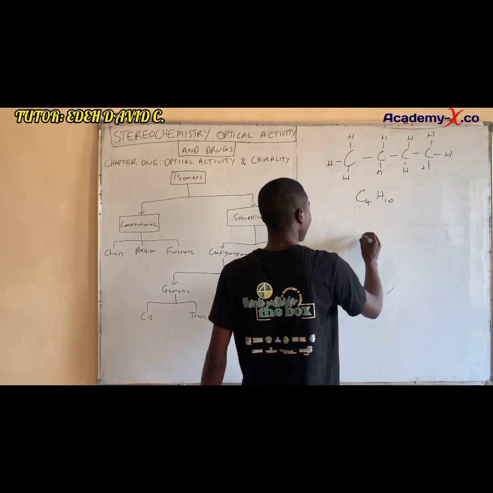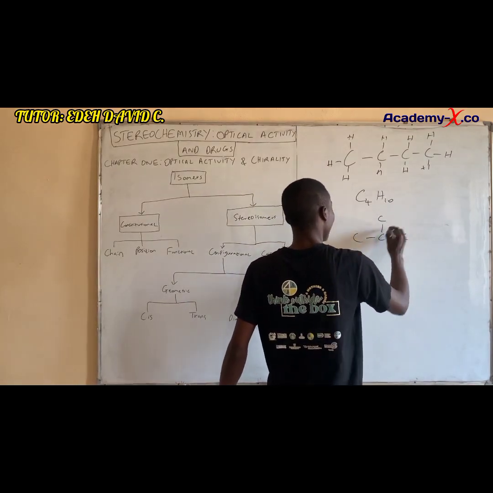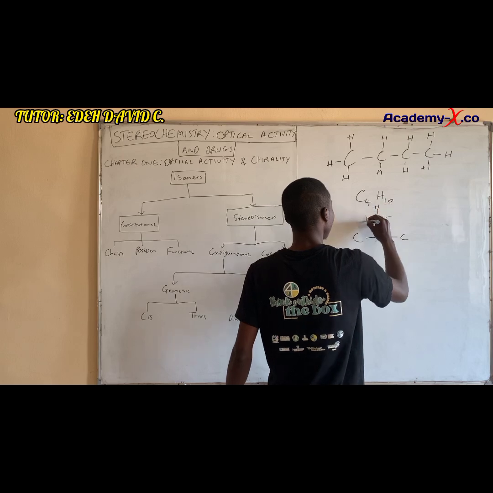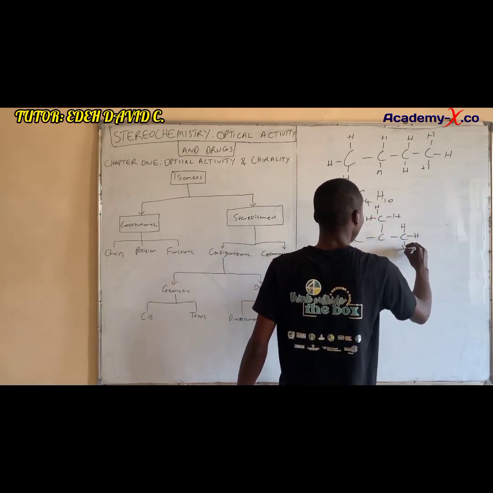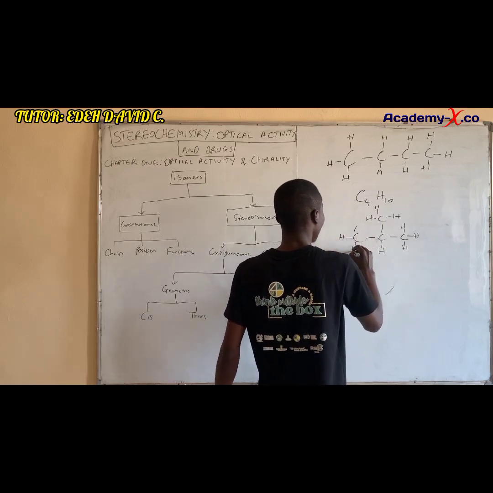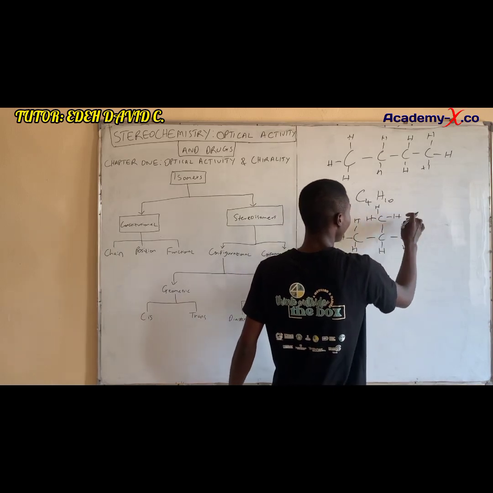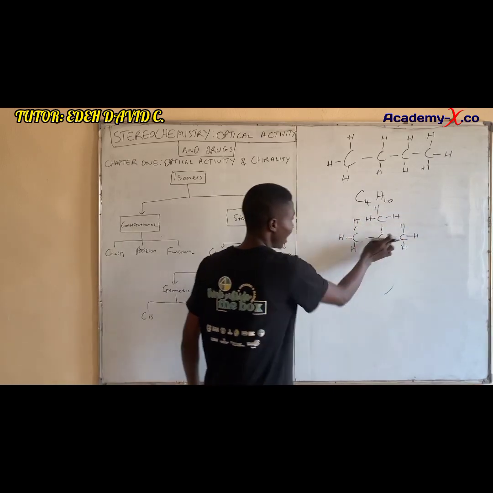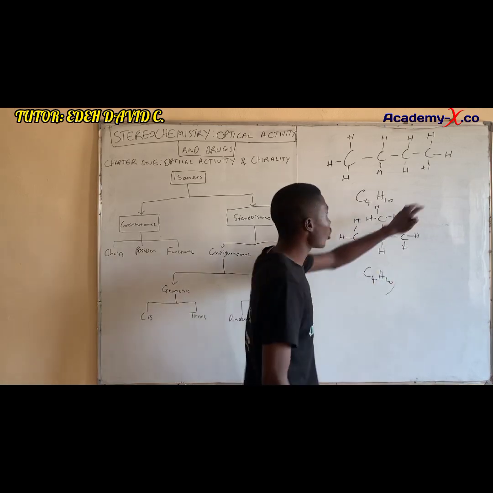So we also have something like this. Let's look at this. This is hydrogen, hydrogen, hydrogen. This is hydrogen, hydrogen, hydrogen. And then we'll have hydrogen, and hydrogen, hydrogen, hydrogen. So what we have here is 1, 2, 3, 4, 5, 6, 7, 8, 9, 10, and we still have 4 carbon. This is still C4H10. But why is this called butane?